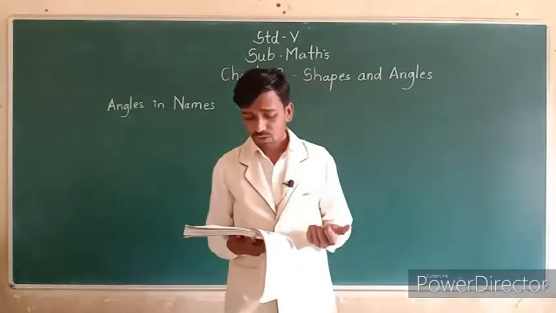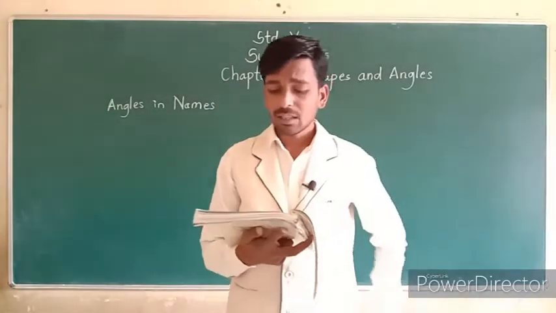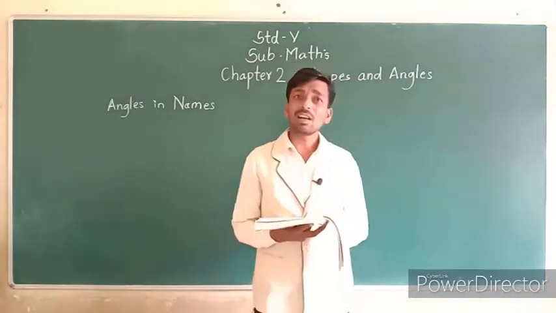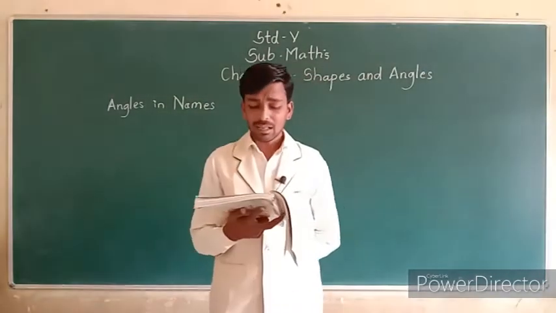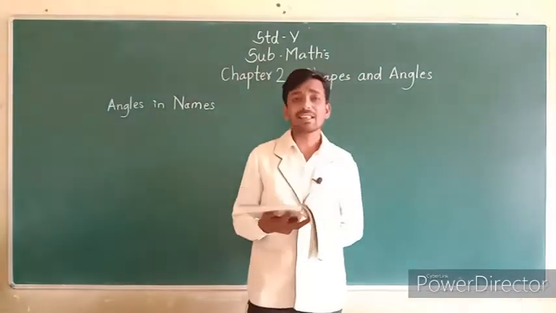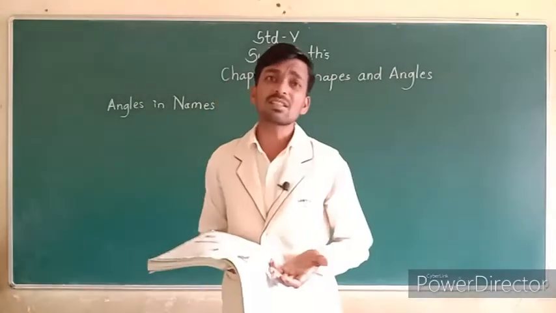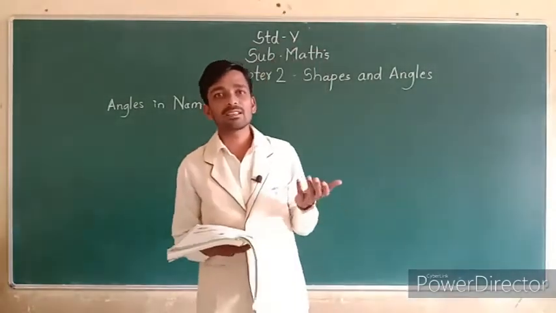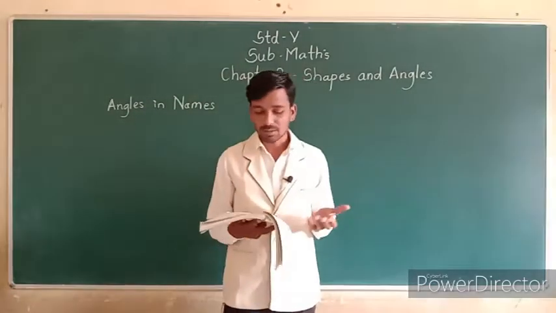Okay, so in that name there are 11 right angles and 10 angles. These angles are less than a right angle. Less than a right angle means acute angle.